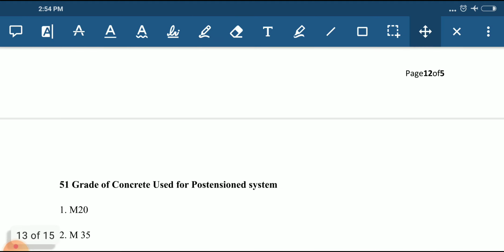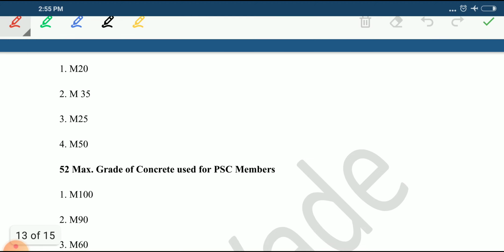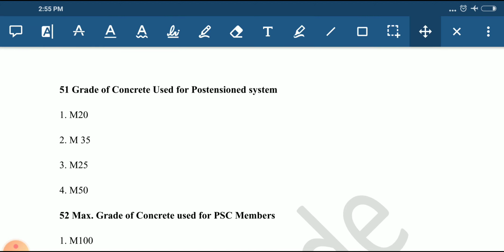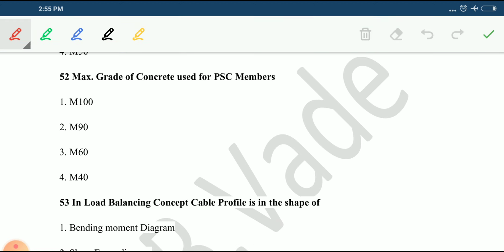Okay, next. The grade of concrete used for post-tensioning system. For pre-tensioning, how much was it? That is M45. For post-tensioning, the minimum grade of concrete is M35. M35 is the minimum grade of concrete we are using for post-tensioning. Next. Maximum grade of concrete used for PSC members. The maximum grade of concrete that is used for PSC members is M60. M60. Okay, next.